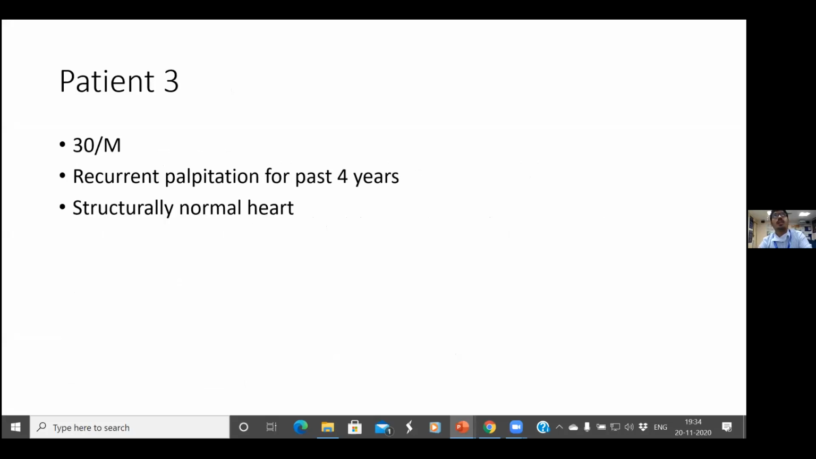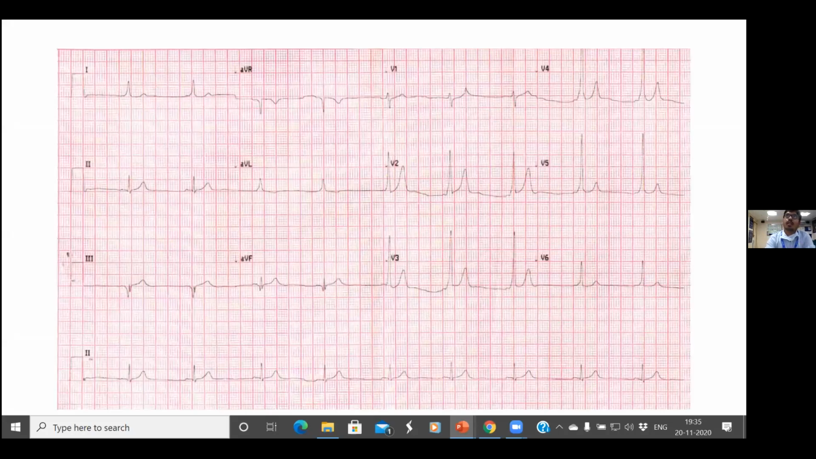So the third case was a 30-year-old male who came to us with a complaint of recurrent palpitations, and this was the ECG of the patient. Here we can see there is a sudden transition from lead V1 to V2, and we can see a positive delta wave from lead V2 to V6 with a negative delta wave in lead 3 and aVL. All these findings suggest a posteroseptal pathway.